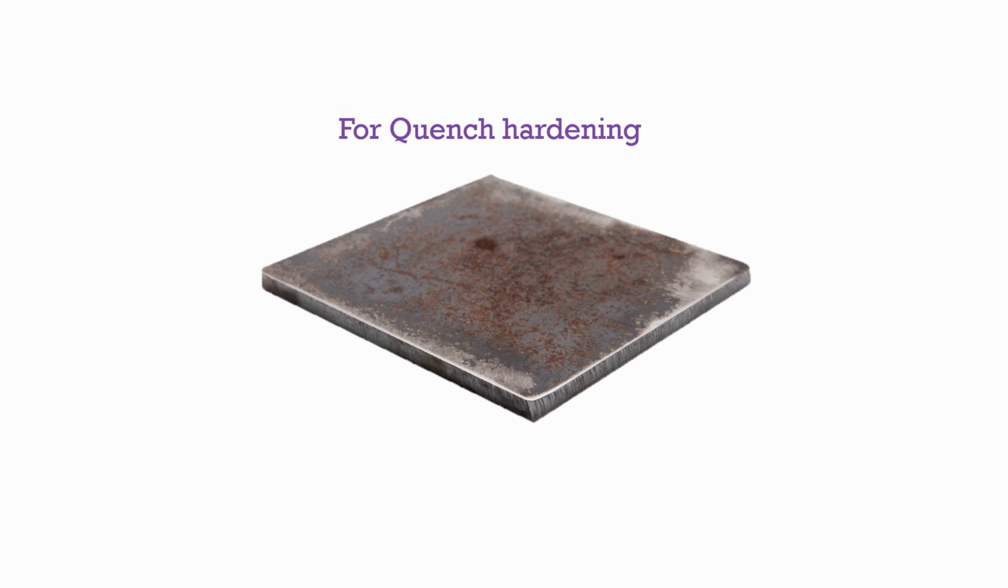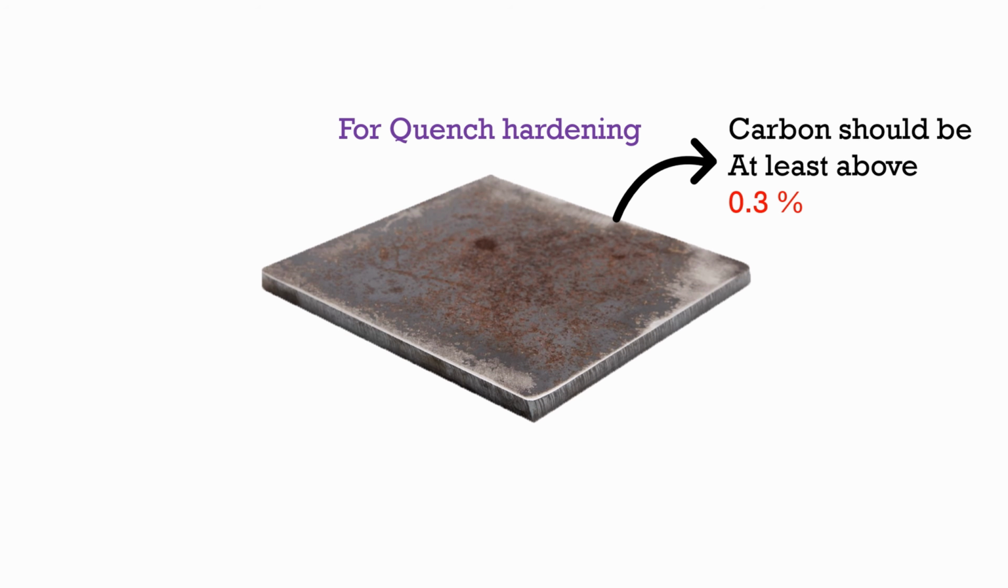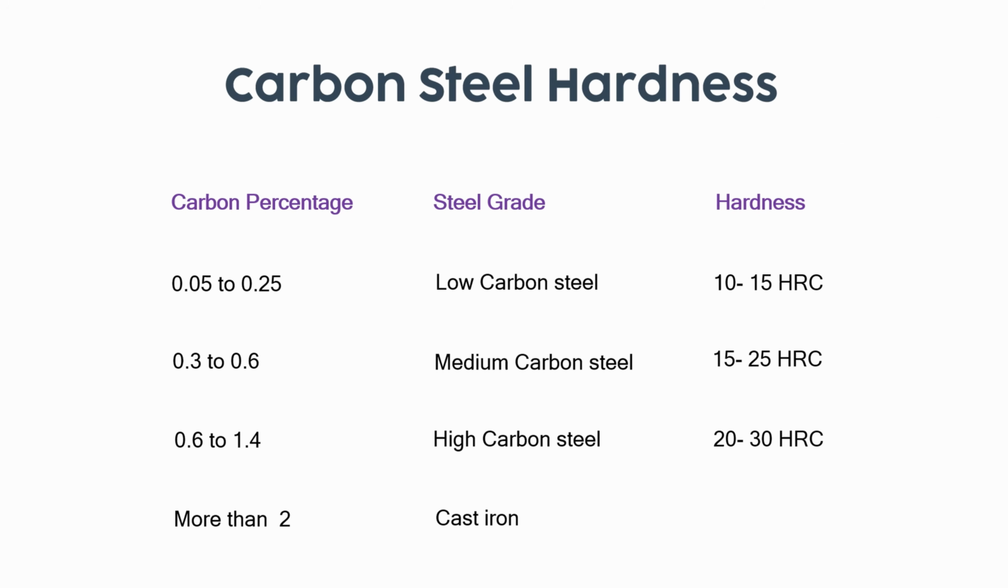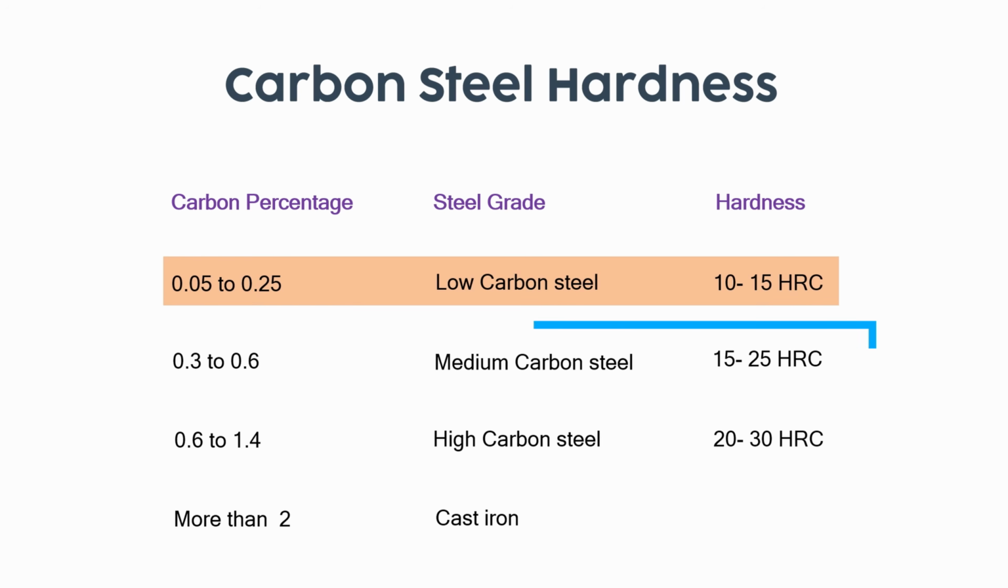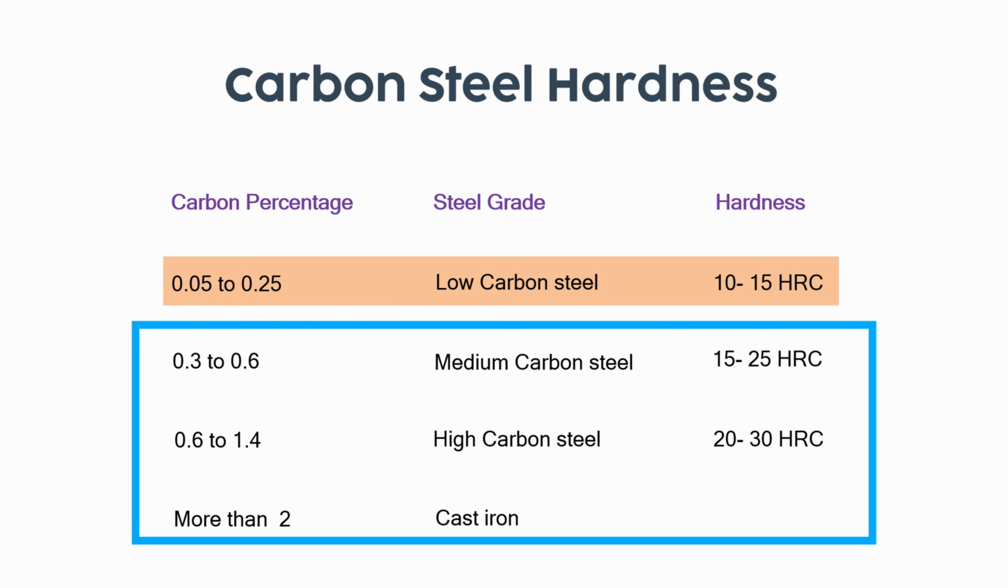So in order to harden the steel through the quenching process, carbon percent should be at least above 0.3%. And this is the reason we cannot harden all the steels. We cannot harden a steel which has low carbon percent like plain carbon steel. Means to achieve the higher hardness level, we should select the high carbon content steel.